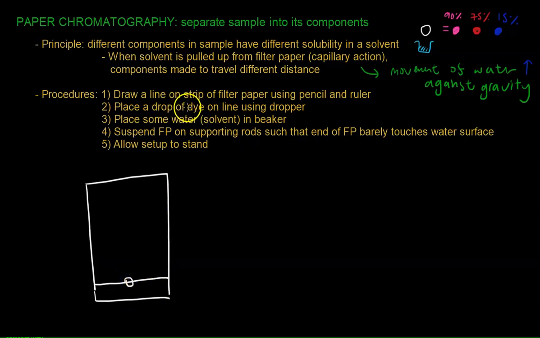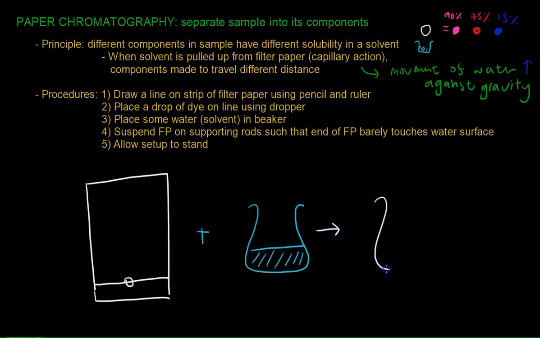Next, you place some water in the beaker. So I have a beaker here, and this is my water. Then you suspend this filter paper on supporting rods such that the end of the filter paper barely touches the water surface. What does this mean? It's really just like this. Imagine this is my beaker again, not drawn to scale, it's actually quite small. You can see that it just barely touches the water, not the whole thing.